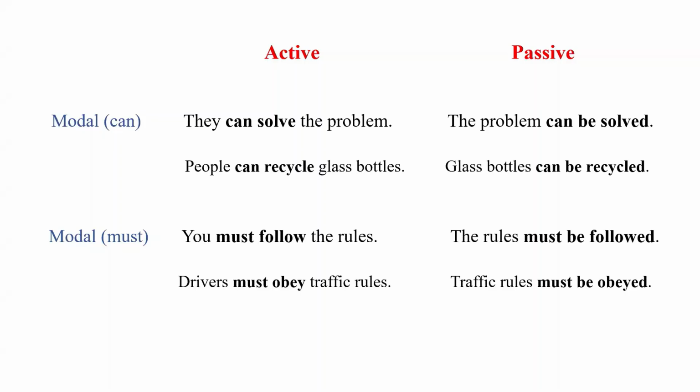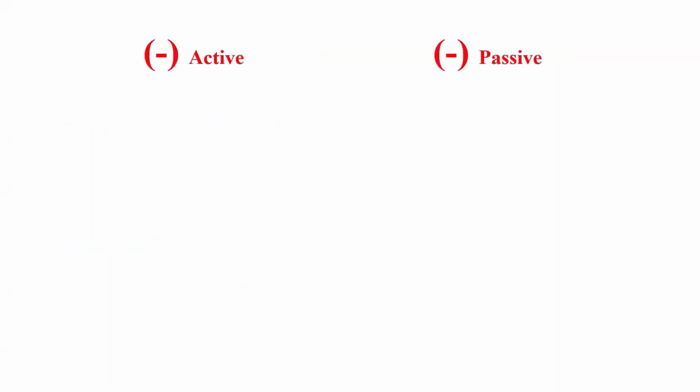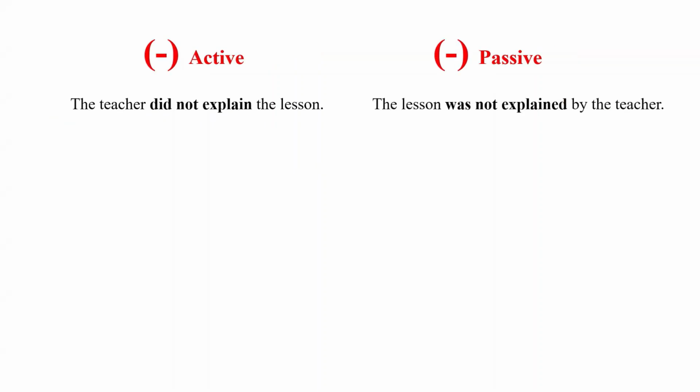Drivers must obey traffic rules. Traffic rules must be obeyed. Then we have negative, active, and passive. The teacher did not explain the lesson. The lesson was not explained by the teacher.